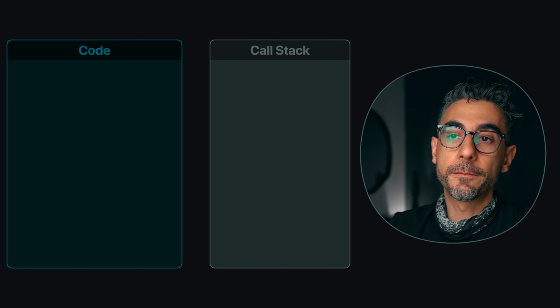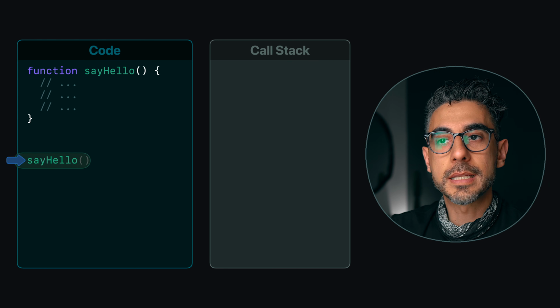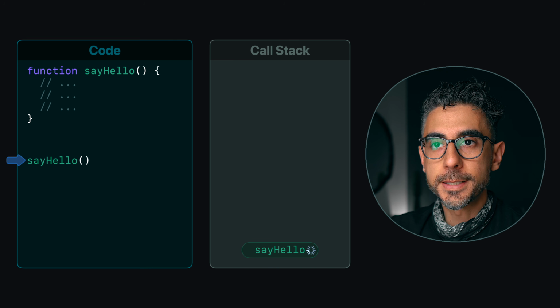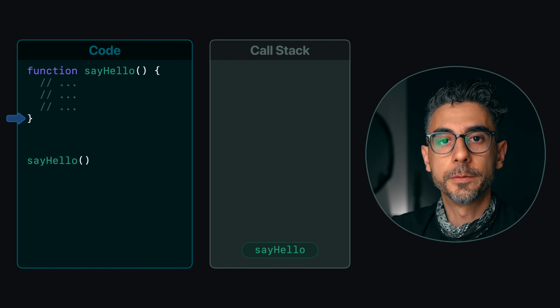For example, say I have a function here called sayHello. When I call it, it gets added to the stack, the engine will run through it, and once every line of that function has been executed, then it will get removed from the stack.